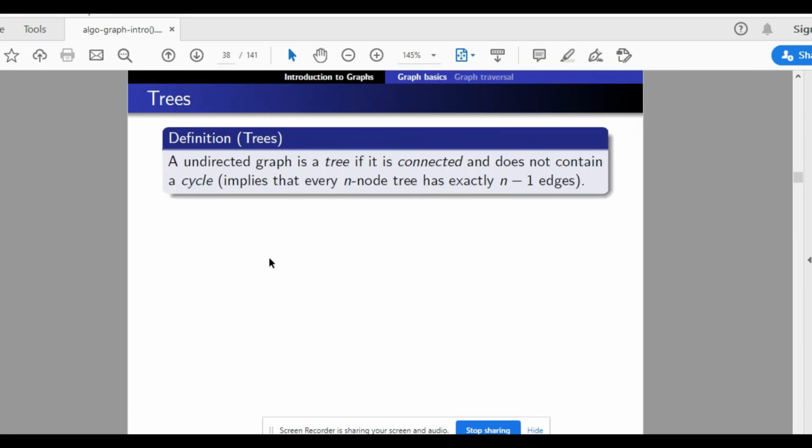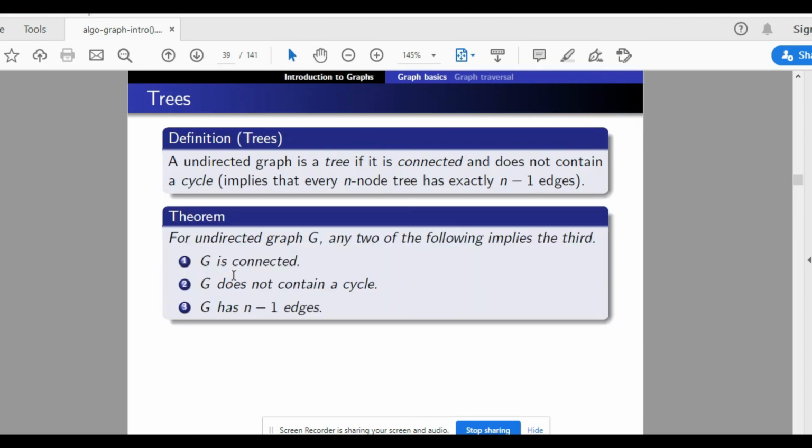Now let's discuss what is a tree. An undirected graph can be called a tree if these three conditions are satisfied. The first condition is the graph must be a connected graph. The second condition is the graph cannot have any cycle in it. And the last condition is the graph must have n minus 1 edges, where n is the total number of vertices. So if we consider n to be the total number of vertices, then the number of edges must be equal to n minus 1.